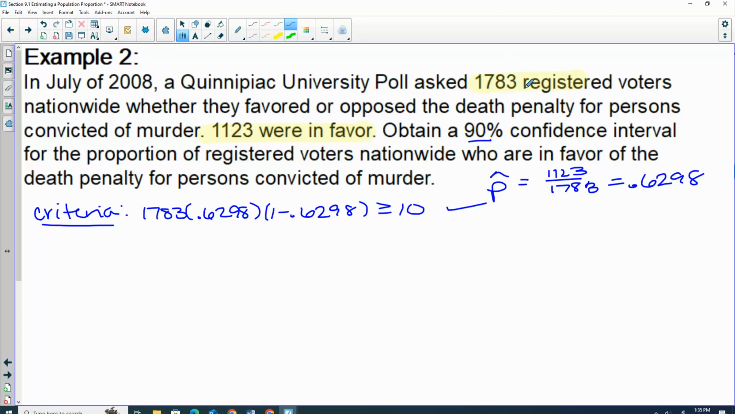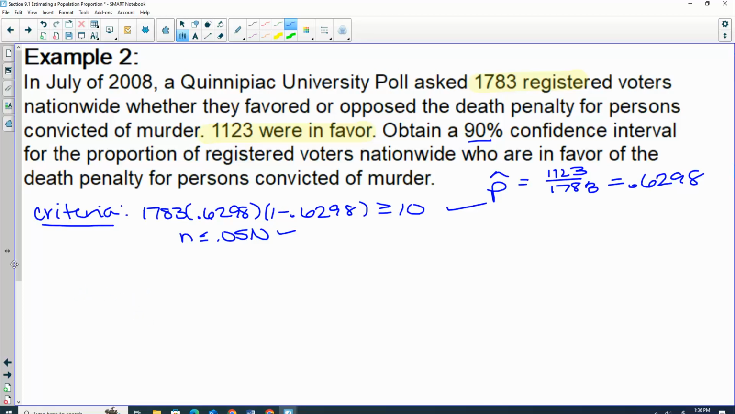Is 1783 less than 5% of all voters? I don't know all registered voters, so I can't actually check it, but I'm just going to jot that down to make a note that I did acknowledge it. We know there's a lot of voters out there. We're going to assume this is less than 5%.